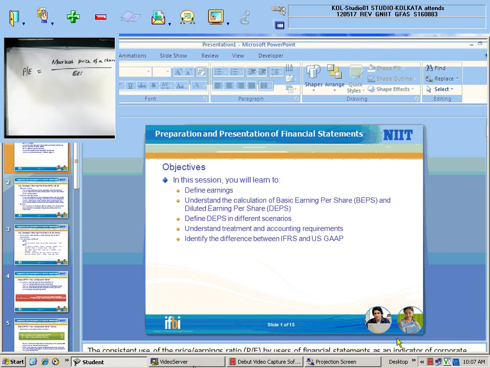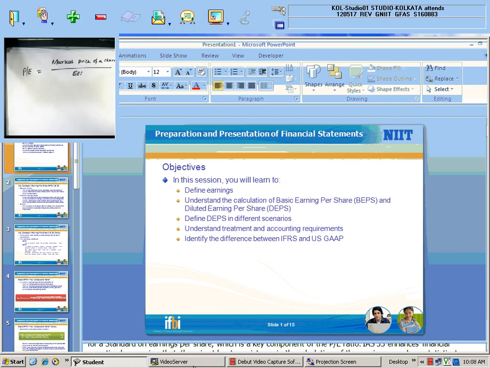So IAS 33 basically enhances financial reporting by ensuring that there is consistency in the calculation of the earning per share statistic to bring comparability in the EPS. Now IAS 33 provides for calculation method, determining the number of shares to be used in the computation, accounting and presentation requirements. So we'll talk about IAS 33 in this particular lesson.